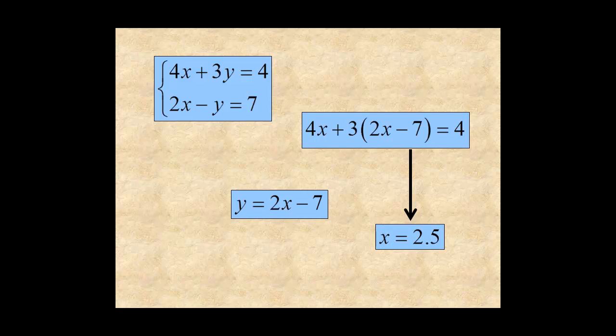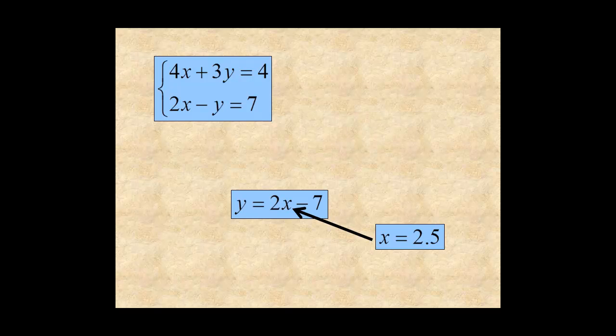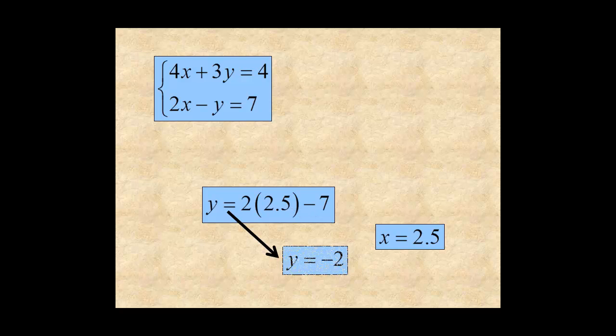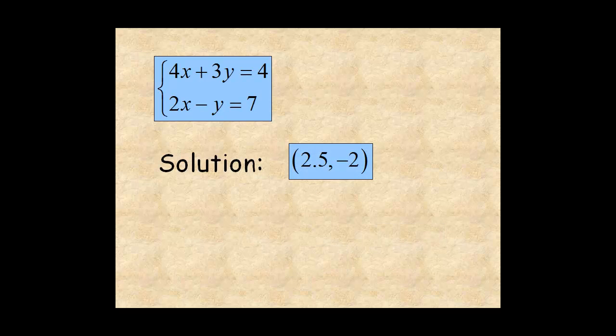Now, substitute x equals 2.5 into the other equation and solve for y equals -2. Now that you have solved for both variables, you have a solution to the system. Remember, always check your solution.